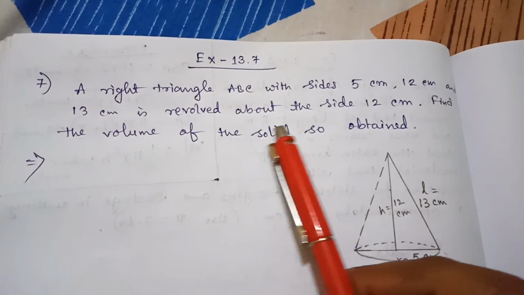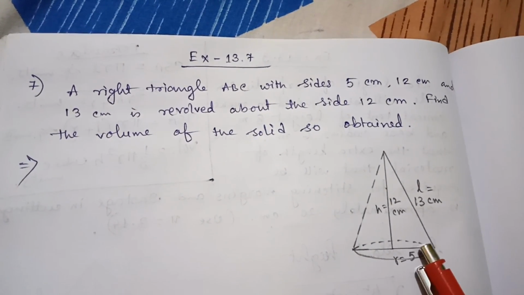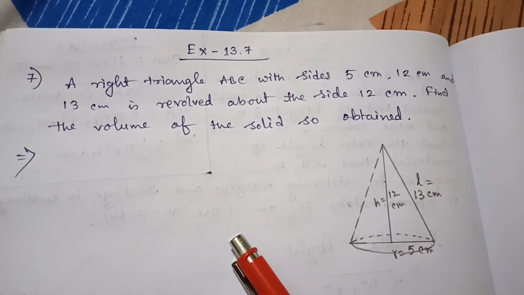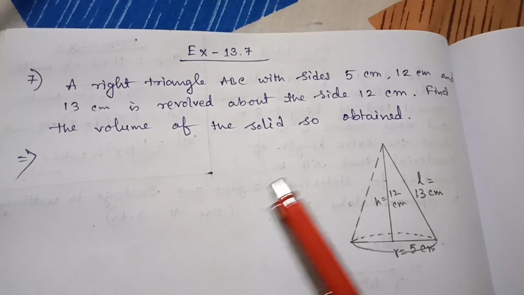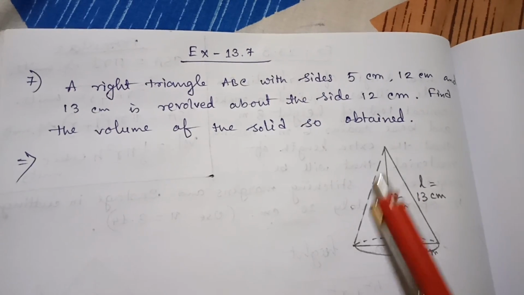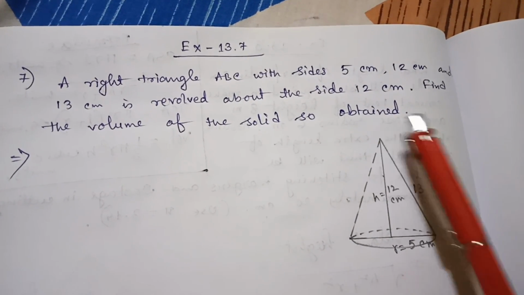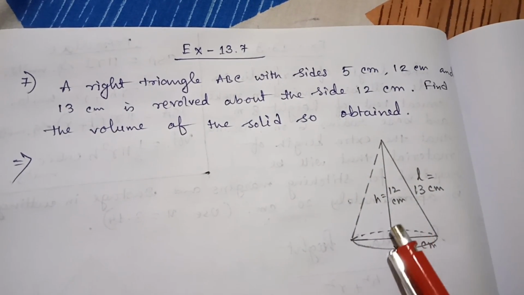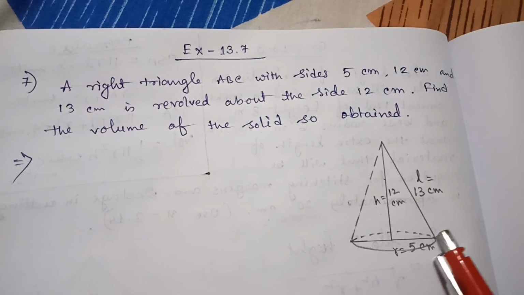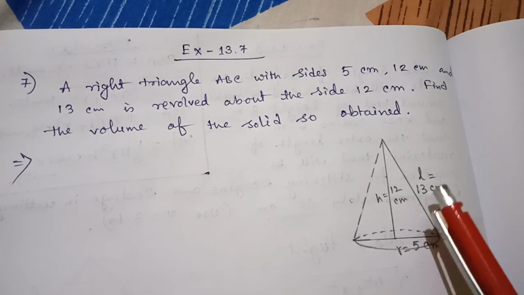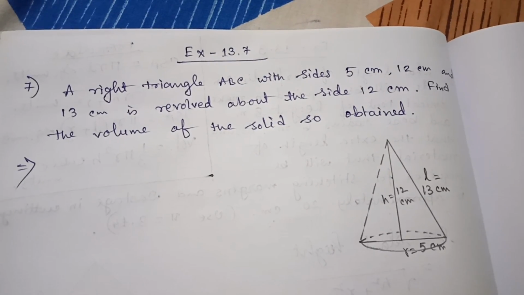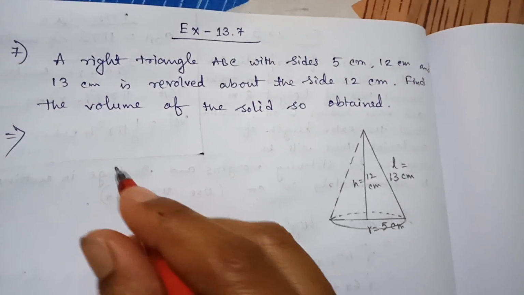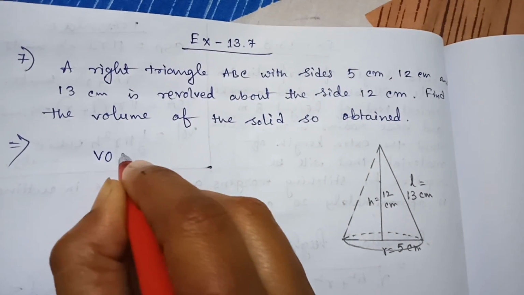So obviously the solid will be a right circular cone. As we already got the information from the very beginning of this video, we have got this generated right circular cone whose h equals 12 cm, because this is the rotating axis. r will be the base radius and slant height is 13 centimeter. We need to find out its volume. It's very simple. Volume of a cone.